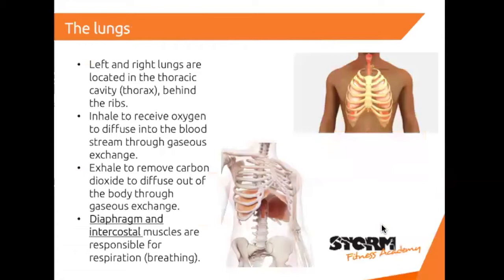Okay, now you also need to have a little bit of an understanding about your lungs, which I'm sure you guys probably have already. They are also found in the thoracic cavity. So that's that space again behind the sternum and the ribs. That's the main job of the sternum and the ribs, to protect the heart and lungs. Now, when we inhale, obviously we're receiving oxygen, so the oxygen's diffusing into the blood. When we exhale, we're trying to remove carbon dioxide, so that's diffusing out of the body. And we refer to that exchange of carbon dioxide and oxygen as gaseous exchange.